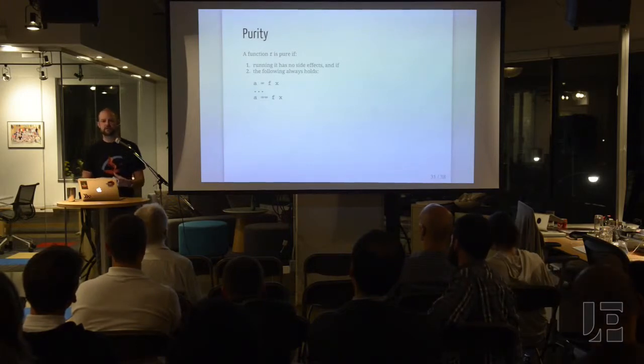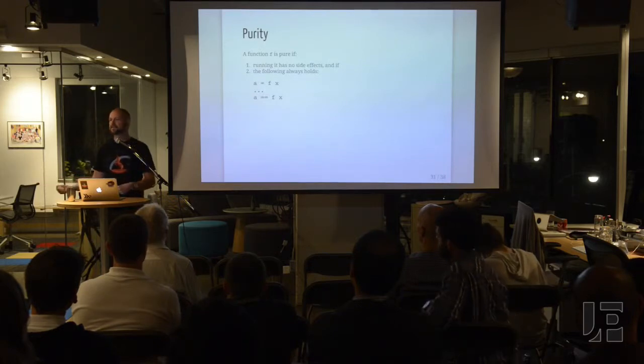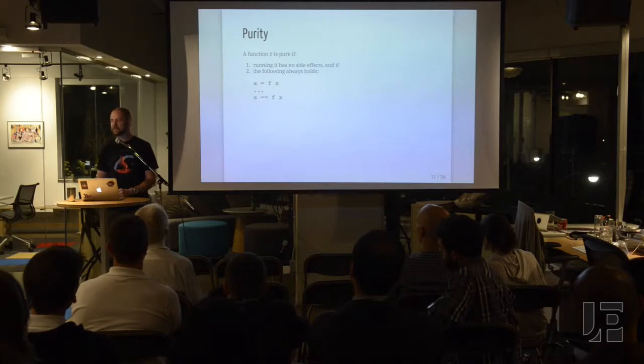Let's say I run this function with some input x. I have my function f, I have something x, and I call f of x, and I get a value back. Now, at any time in the future, if I run f at x again, I'm guaranteed to get the exact same result back. If I can make that guarantee all the time in my language, then I have a functionally pure language.